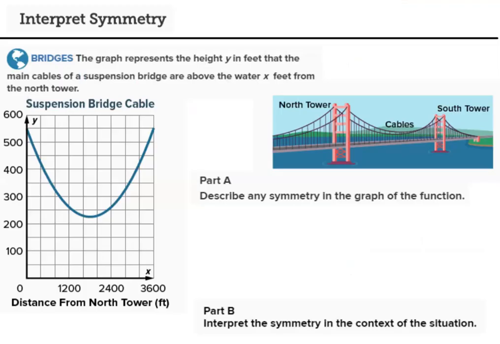So on to the next one here. This is an example of a bridge, and it says the graph represents the height y in feet that the main cables of a suspension bridge are above the water x feet from the north tower. So basically, if you take a look at the north tower, south tower, and the cables to the left, our y-axis is going to be the north tower. Okay, so this is like our y-axis right there. And then it shows on the left-hand side here the suspension bridge cable, and then across the bottom is the distance from the north tower, and then the y-axis is feet.